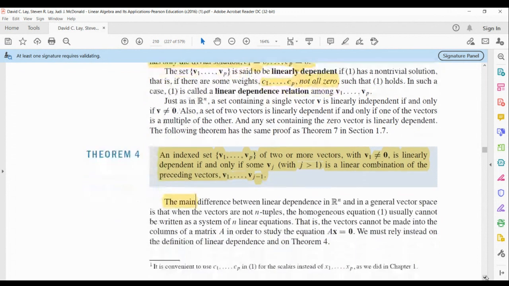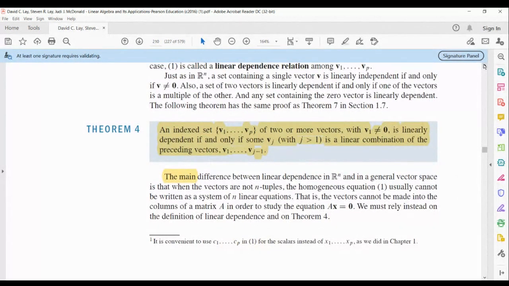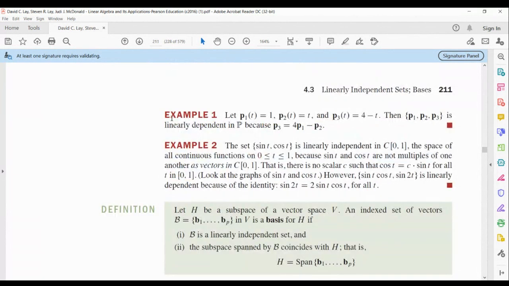And if we, hold on here, let's look at a few examples here.